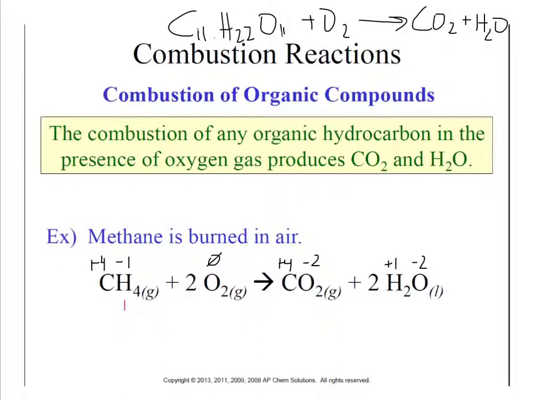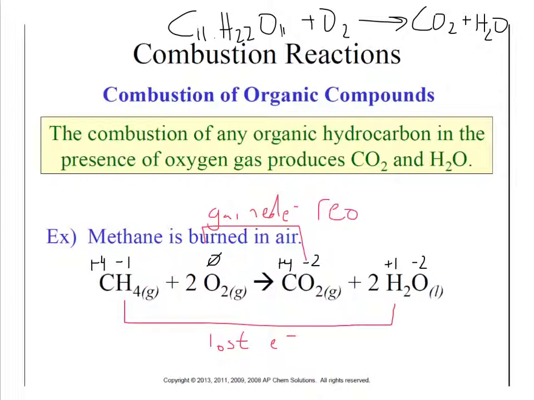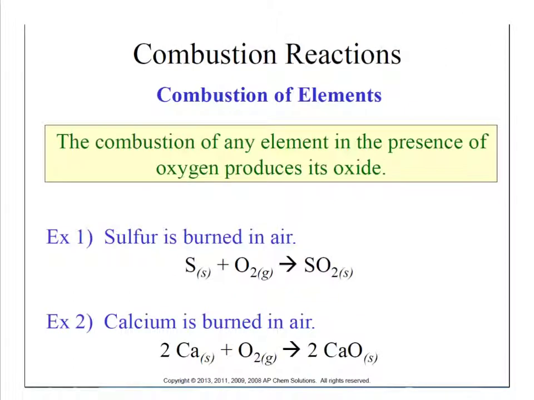And so we can see that hydrogen was changed from -1 to +1, which means that it lost electrons. And we can also see that oxygen went from 0 to -2, which means it gained electrons. So that means that oxygen is reduced and hydrogen is oxidized.